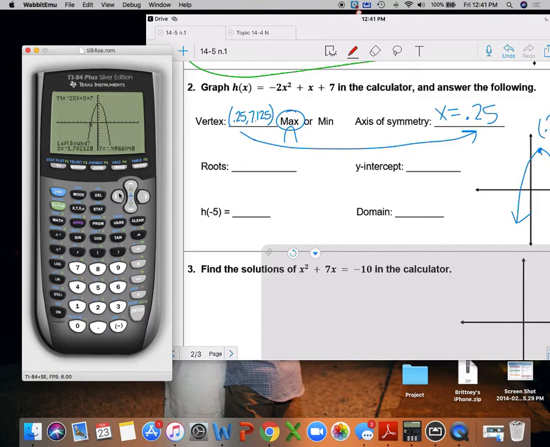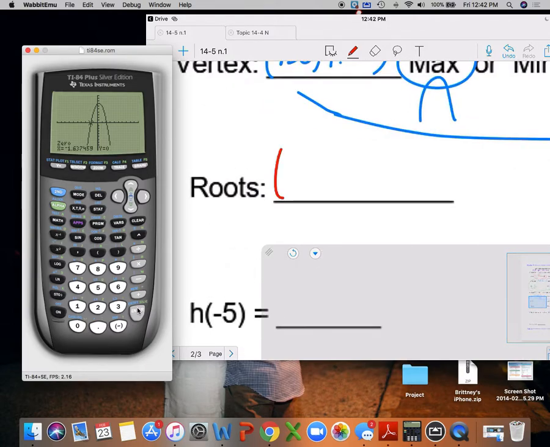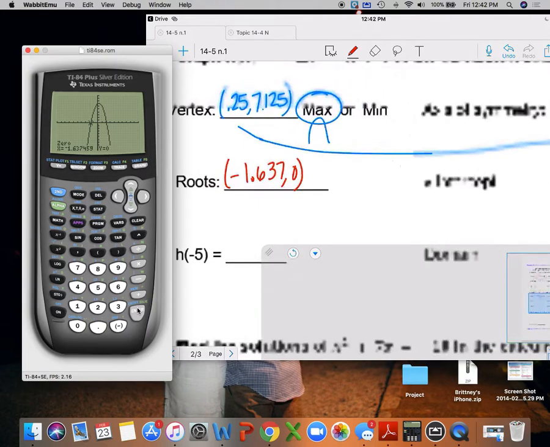I scroll to about where it crosses the x-axis, so about here. It's asking me for left bound, so I click left 1, 2, 3, enter. To go to the right, this is the second direction, so I double up and hit 6. 1, 2, 3, 4, 5, 6. Click enter and enter again. So one of my roots is at negative 1.637. Some very ugly stuff.